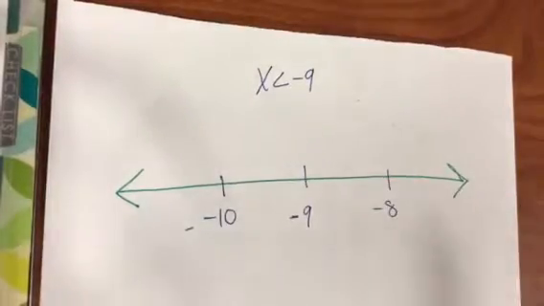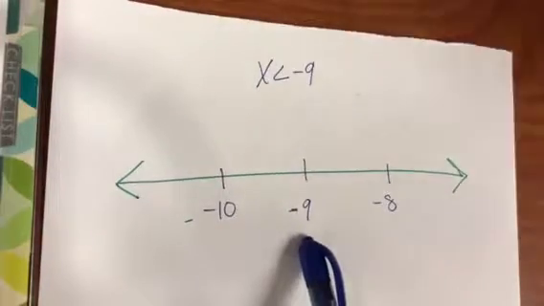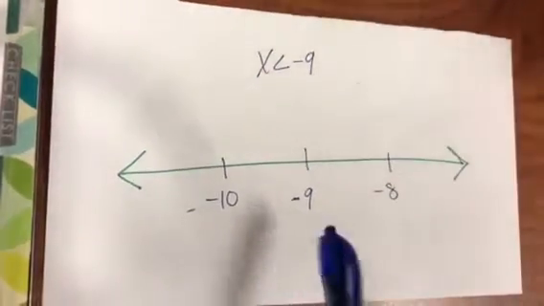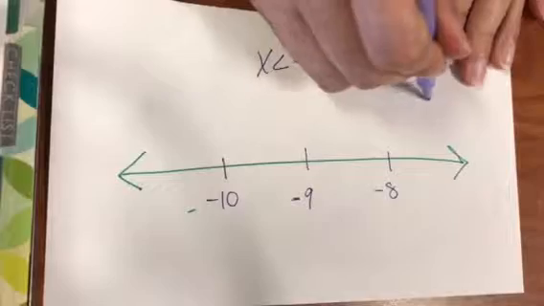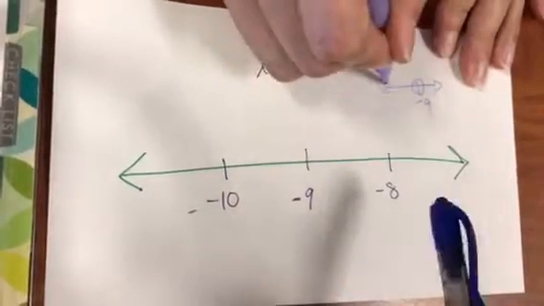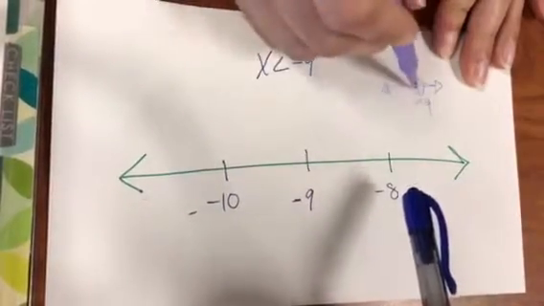Miss Green only does 2 on each side. I do 1. Miss Green puts -9, and then she circles it and then shades. She just does the one. So all X is, is less than, so I'm done.